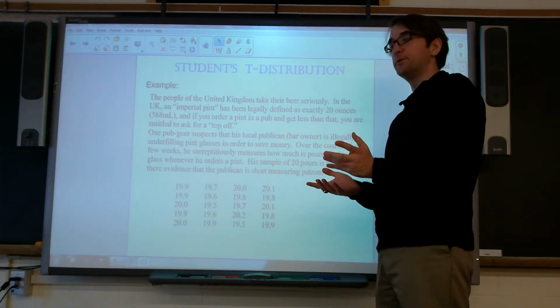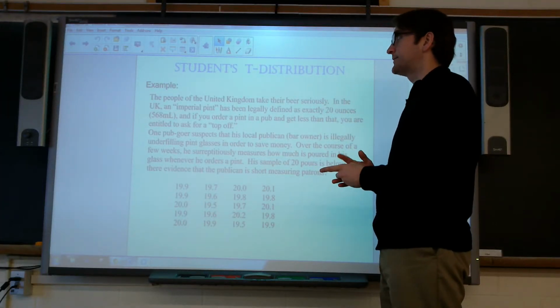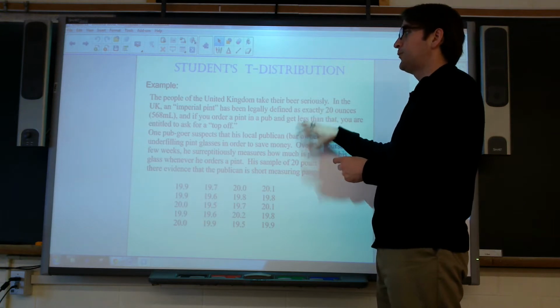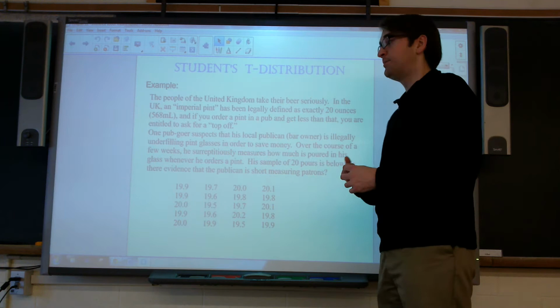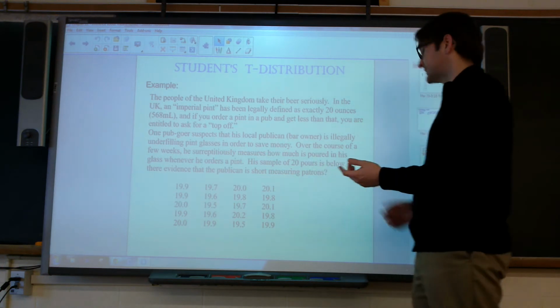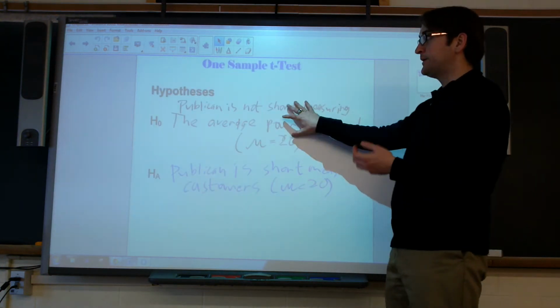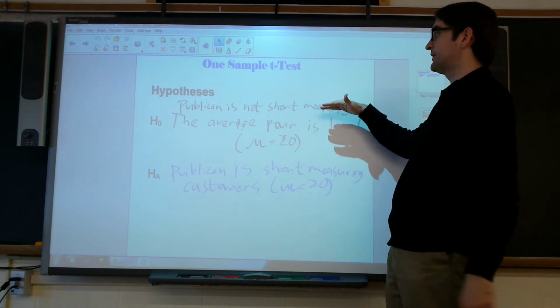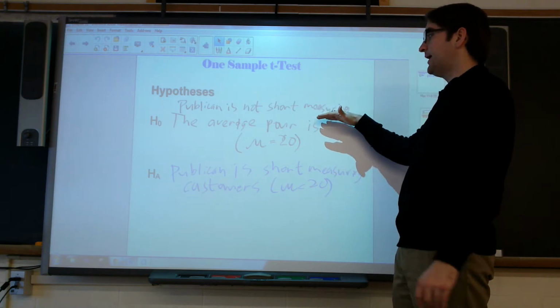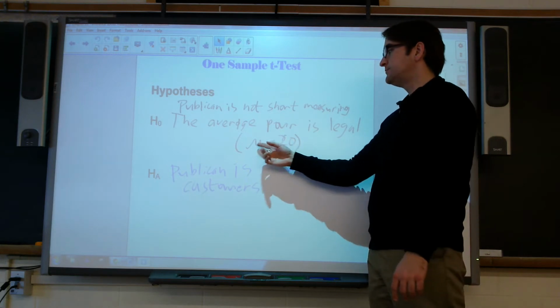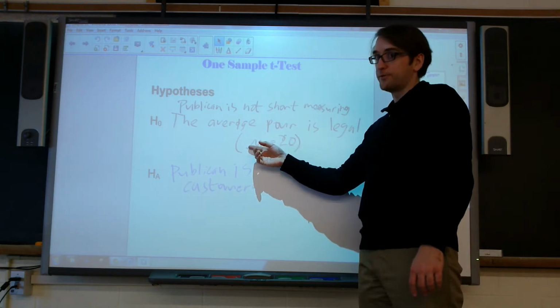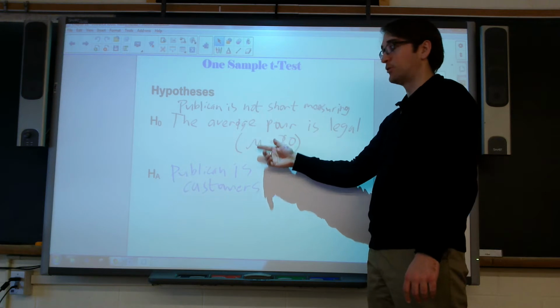So I want to finish the notes that we started in class. We were talking about whether or not a publican, the bartender of the pub, is short pouring customers. Now, we got through the hypotheses that the publican is not shortchanging, that the average pour is legal, so mu is equal to 20, mu being the average of all pours that the publican pours.